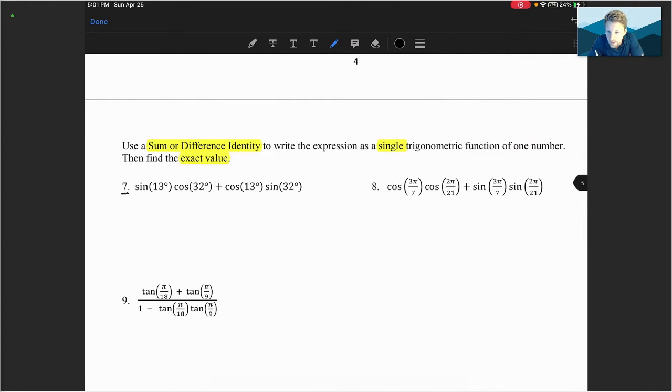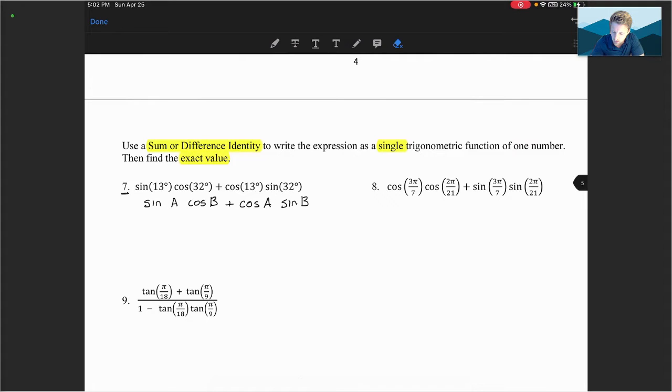We have the sine of 13 times the cosine of another angle 32 plus the cosine of 13 sine of 32. So again, an interesting arrangement of sines and cosines. We could rewrite this in general as the sine of some angle A cosine B plus cosine A sine B.